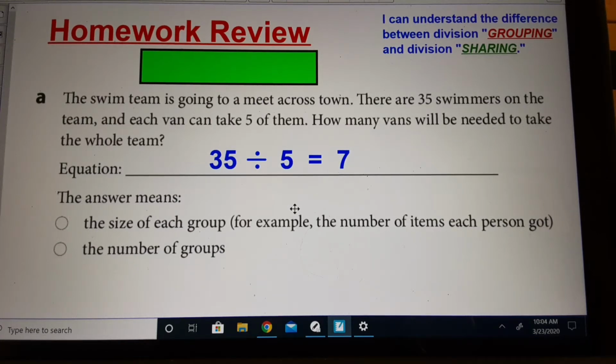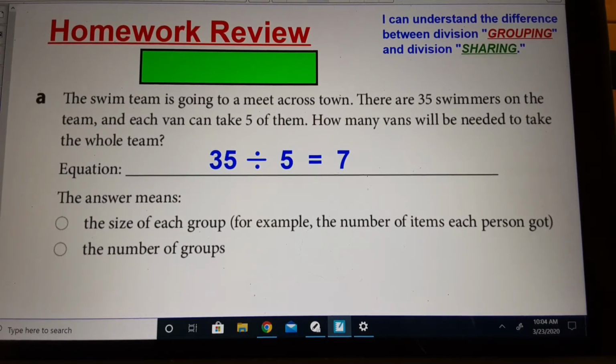Let's break this down and decide what each number means in this situation. Our dividend, 35, is our 35 swimmers, divided by 5. Each of these is a group of 5 students getting into a van to go across town. So we know the size of each group. Each group is 5 students. The question is asking how many vans are needed. How many groups do we need to get them all there? Well, we need 7 groups of 5 to take all 35 students.